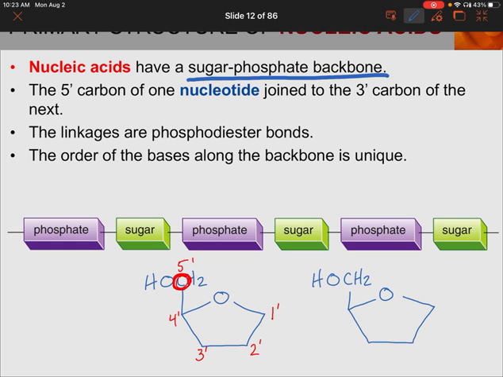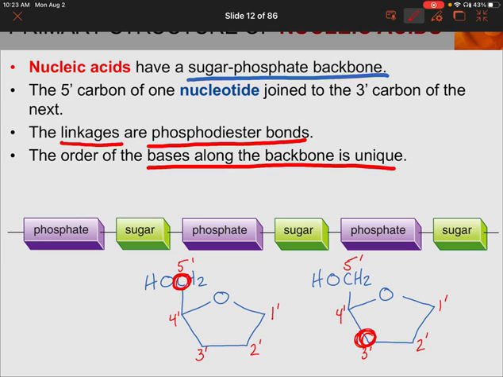So if this is our next nucleotide here, so it will join with the 3' carbon on the next nucleotide. So we'll see a picture of that on the next slide. So the linkages between them are called phosphodiester bonds, and the order of the bases along the backbone will be unique depending on our DNA.